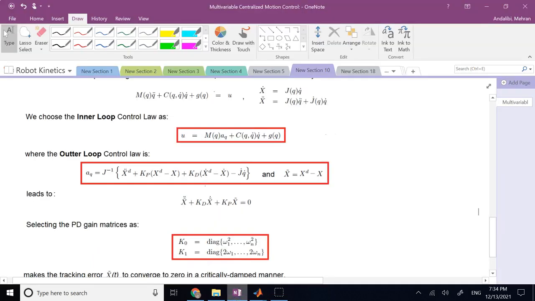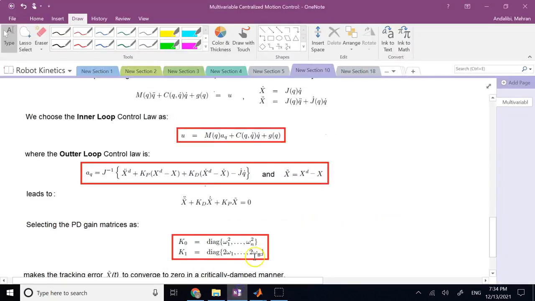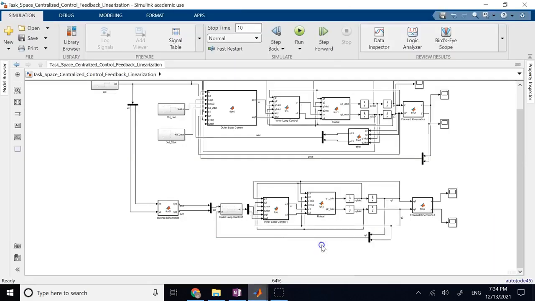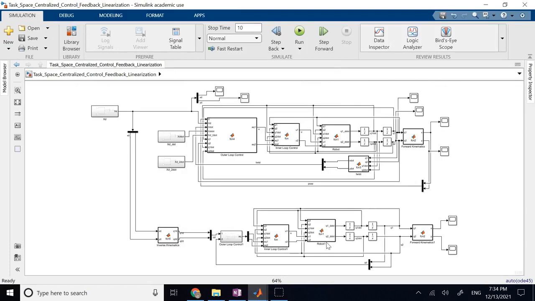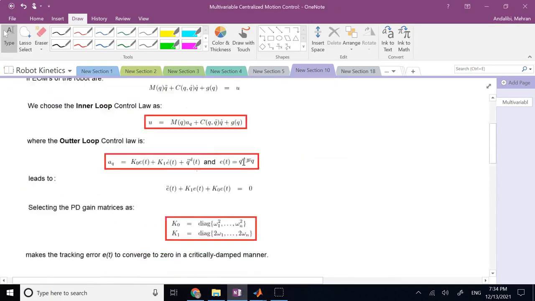Okay, so hopefully this simple video and animation was useful to you. I will provide the download links for this M file and for the Simulink file for you. So hopefully you can use it and learn a little bit better about motion control in the joint space and the task space.